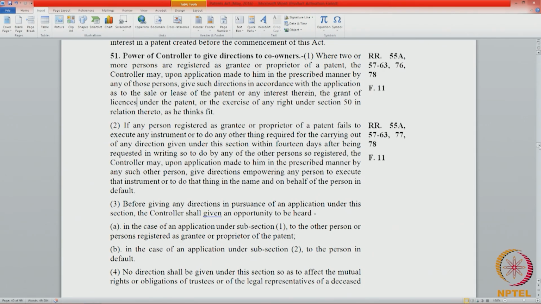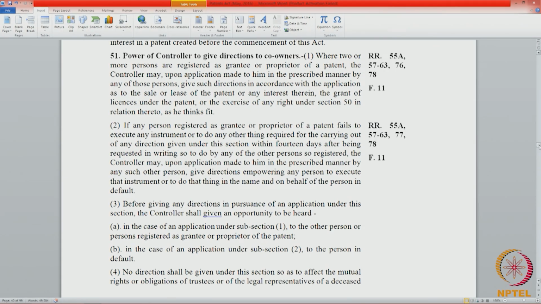In the second situation, A draws up an agreement and sends B and C a copy of that agreement, saying that this is the license that we have to enter. Please sign this and return it back to me so that we can enter into an agreement with the third party for licensing our patent. And he gives 14 days time and makes a request in writing. B and C receive the agreement. B executes the agreement and sends it back to A. C does not execute the agreement. So, in the second situation, that is under 51(2), C becomes the defaulting party.